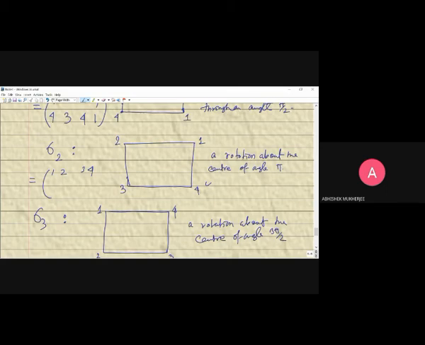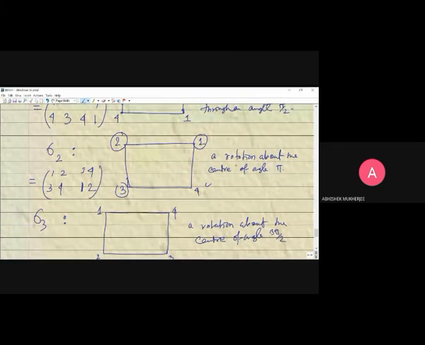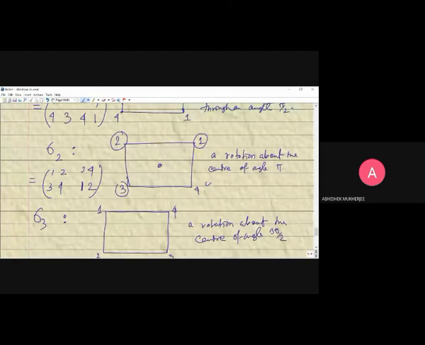What is sigma 2? Just look at this. Here it is 3. This is your 3. That means 1 goes to 3. And this is your 1. That means 3 goes to 1. But here it is 2. That means 2 goes to 4. And it is 4. That means 4 goes to 2. So this is actually a rotation about the center of an angle phi.